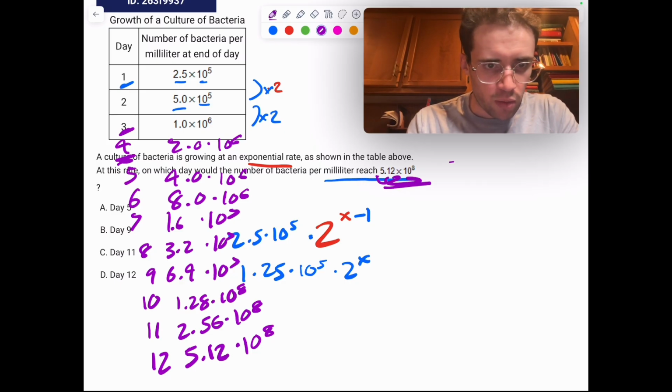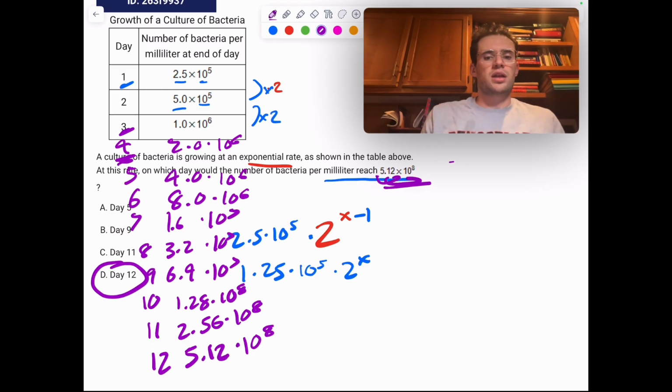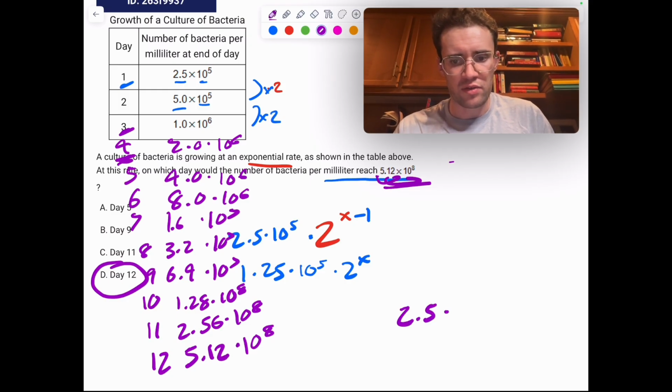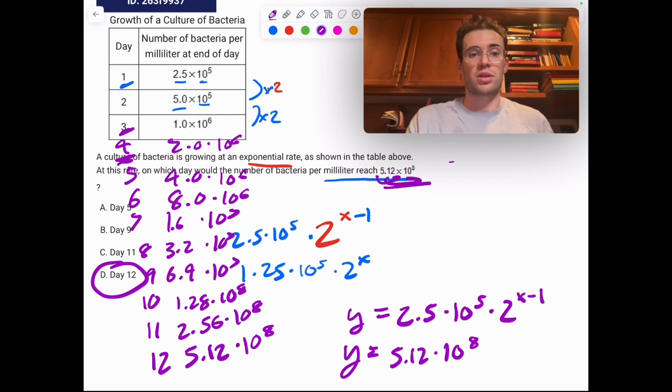So what do they say? On which day would the number of bacteria per milliliter reach that? That'd be on day 12. Okay, so you could write it out like that. Or again, if we wrote our function here, if you want to do it on Desmos, that might be the smarter way to do it. So we could say 2.5 times 10 to the 5th times 2 to the x minus 1. And then you just plug, that would be like y equals that. And then you also write y equals 5.12 times 10 to the 8th, and then you'd see when those two cross, which should be when x equals 12. Okay, so that would be how you would do that one.